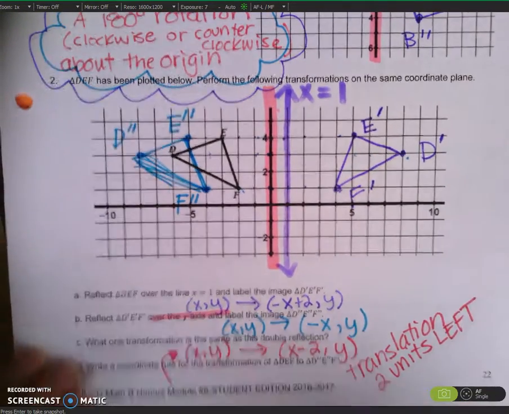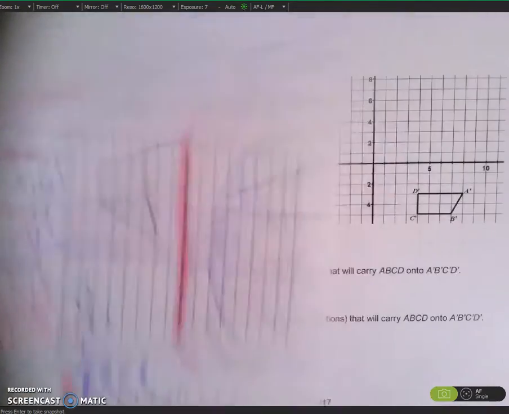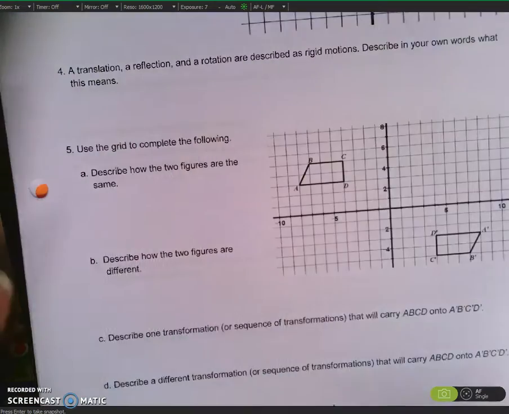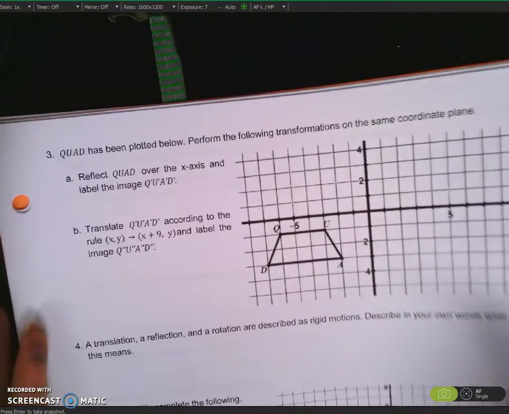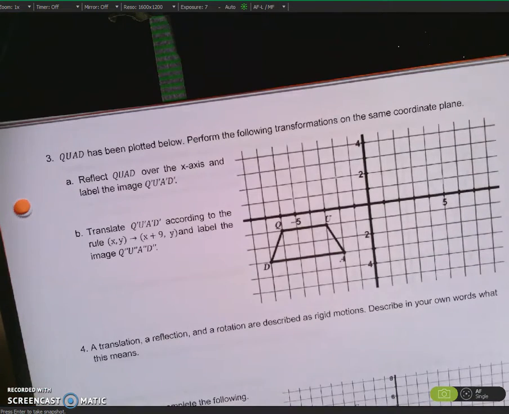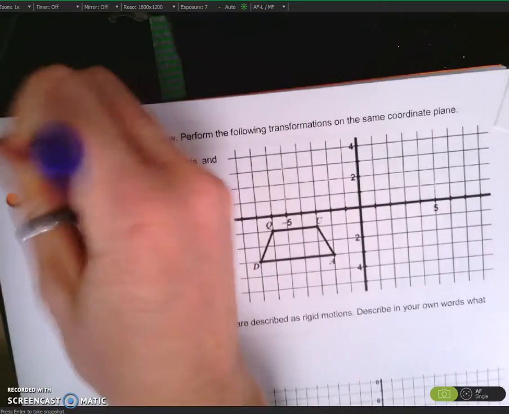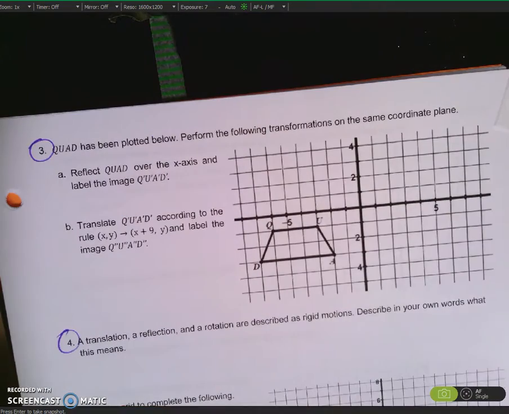Awesome. Let's turn the page. So our last page, we have a few more transformations. So let's take a look. I'd like you to work on number 3 and 4, and I'm going to give you 3 minutes. Please pause the video for 3 minutes and finish 3 and 4.